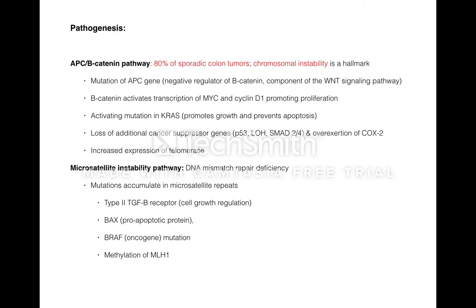In the microsatellite instability pathway, there is DNA mismatch repair deficiency, and this is exemplified by HNPCC. So mutations accumulate in microsatellite repeats. You can have mutations in the type 2 TGF-beta receptor, which is involved in cell growth regulation, in BAX, which is a pro-apoptotic protein, in BRAF, which is an oncogene, and you can also get methylation of MLH1.